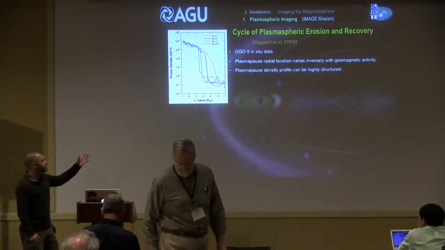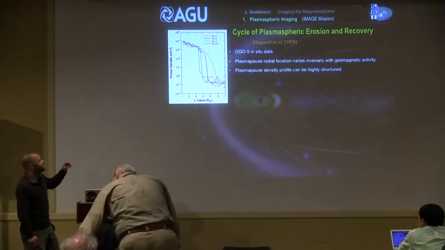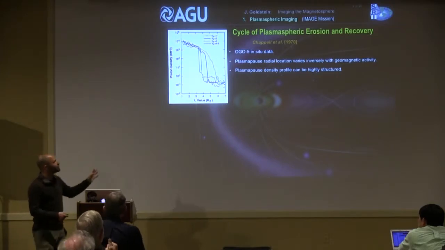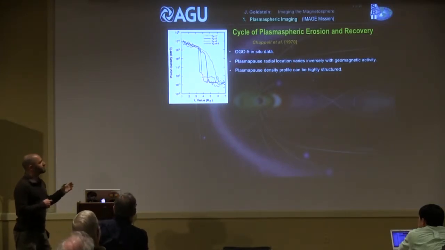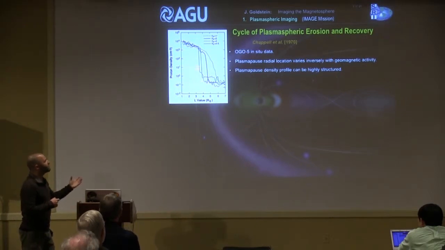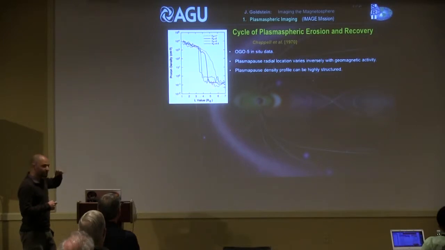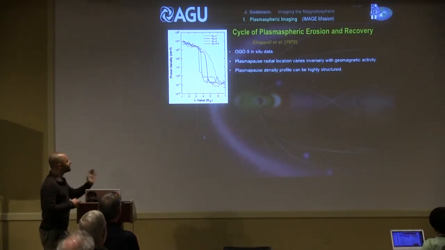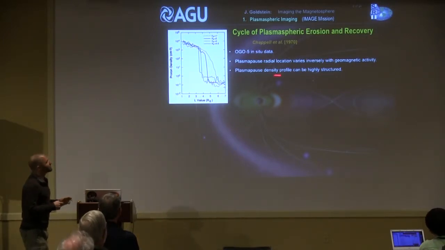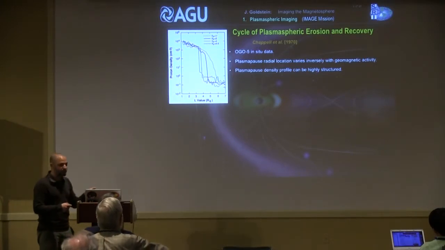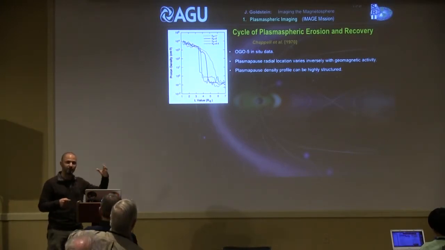So some of the earliest results. This is my favorite plasmapause profile plot of OGO-5 data because it really shows this basic idea that when Kp is high, the plasmapause moves inward. And it also shows the subglobal, mesoscale and fine-scale structure, that the plasmapause density profile can be highly structured. This is just an example of that type of structure.